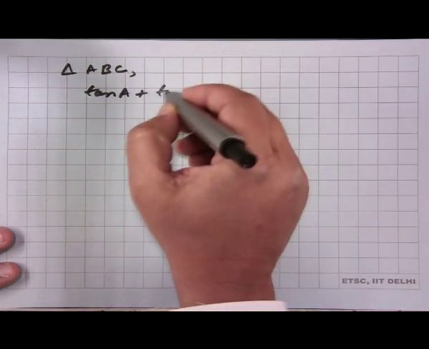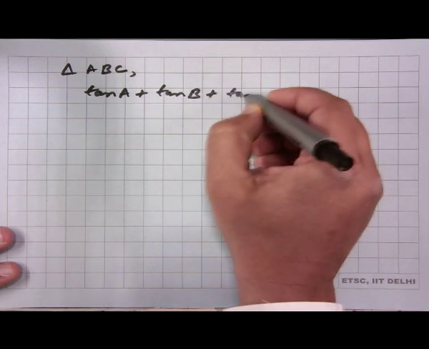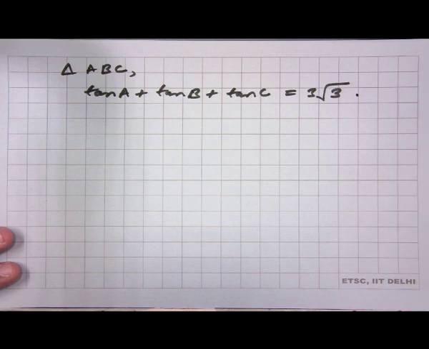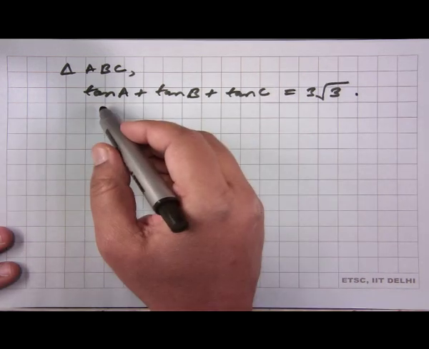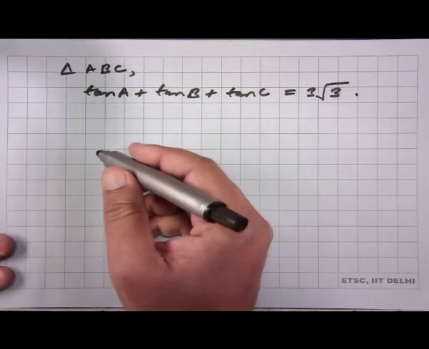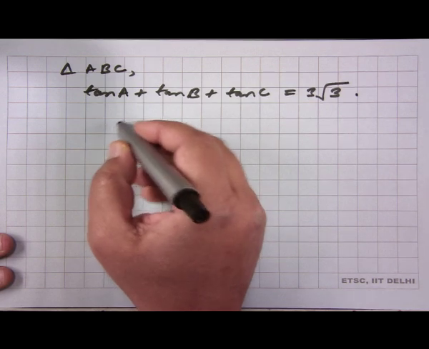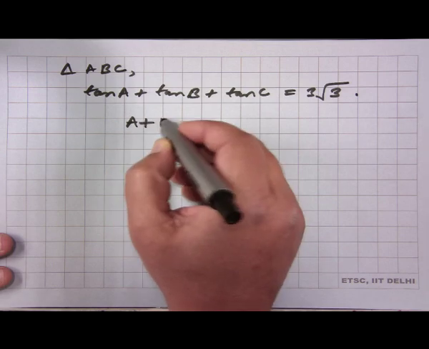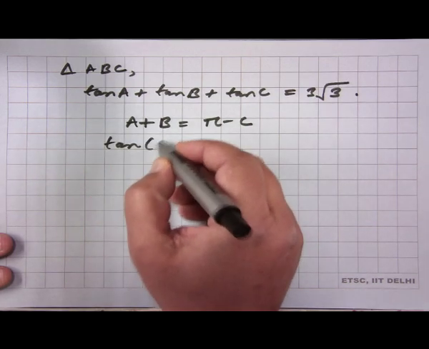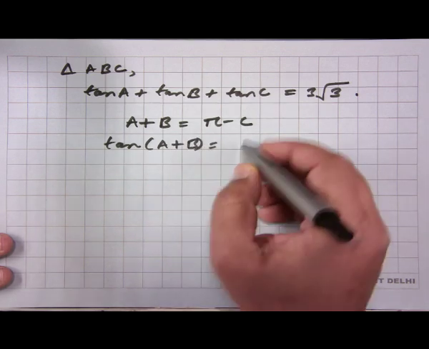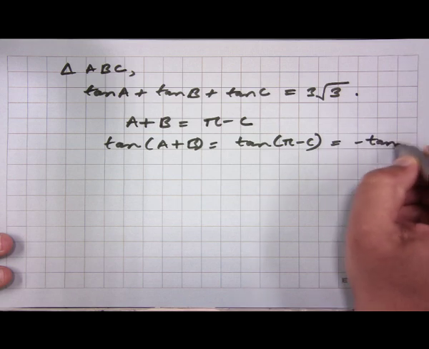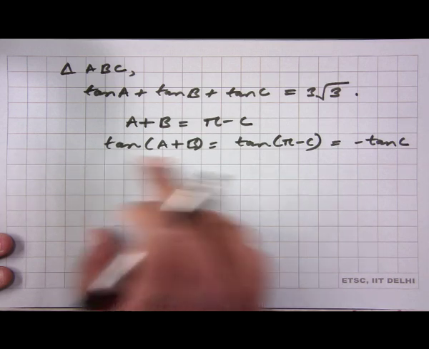tan A plus tan B plus tan C is 3 times square root of 3. We will now show that this will imply that A, B and C are all equal. In any triangle, A plus B is pi minus C, and therefore, tan of A plus B is tan of pi minus C, which is minus tan C.